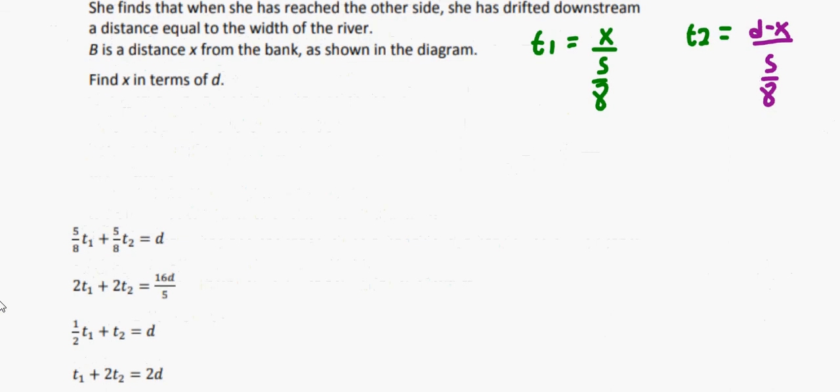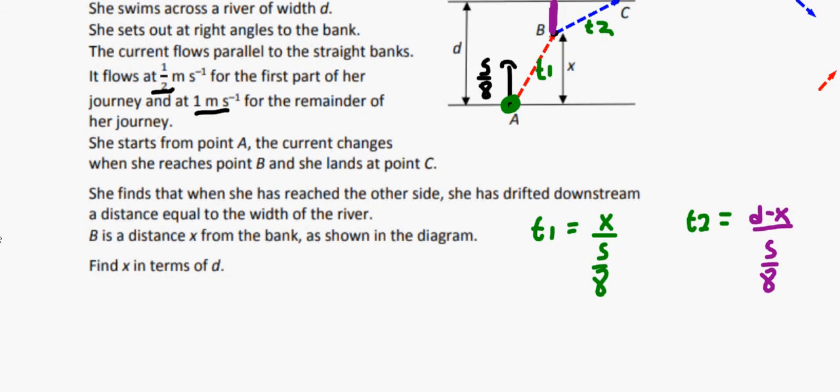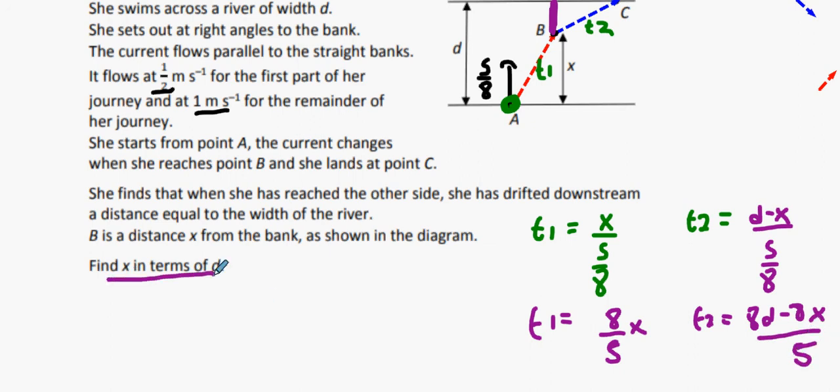So they're saying, and the total speed multiplied by time. Speed multiplied by time has to equal total distance, is that right? So T1 for me is 8 over 5 x. T2, multiply top by 8, I'm going to get 8d minus 8x all over 5. Reread the goal of the question. Get x on one side, get d on the other side.